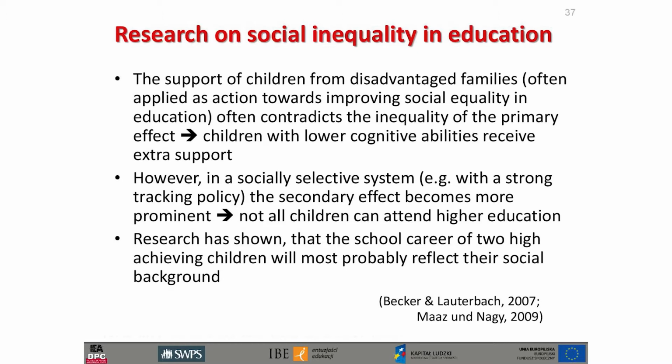This often contradicts, of course, the inequality of the primary effect, which means basically that there is much effort to support children in learning from disadvantaged family backgrounds or from children with migration background. The effect of it is that children with lower cognitive abilities receive extra support and they achieve better. However, in a socially selective system, which is a system with a strong tracking policy, for example, the secondary effect becomes more prominent because not all children can attend higher education. Other factors are considered and are taken into account while, for example, marking and grading the children by teachers.